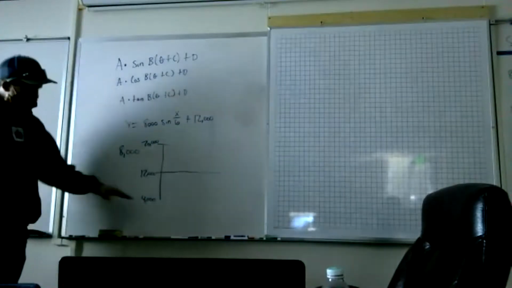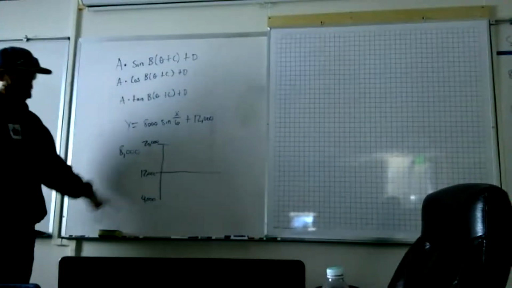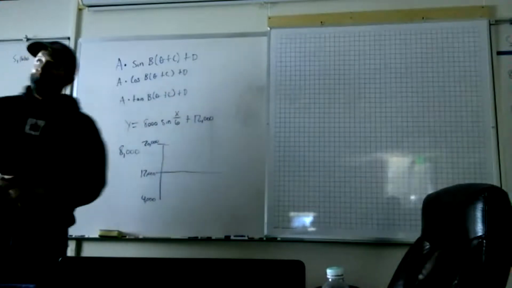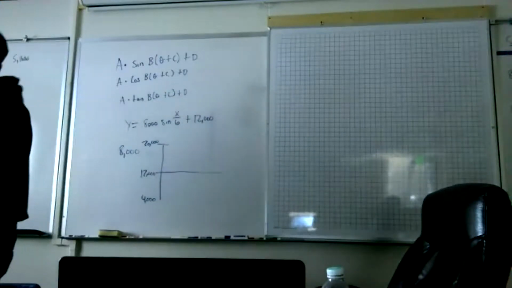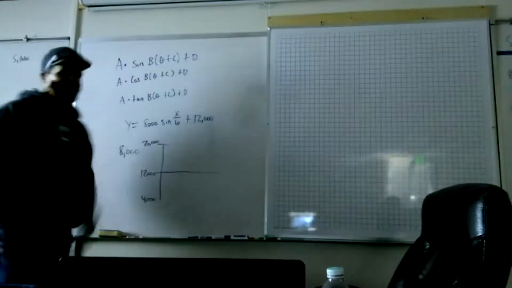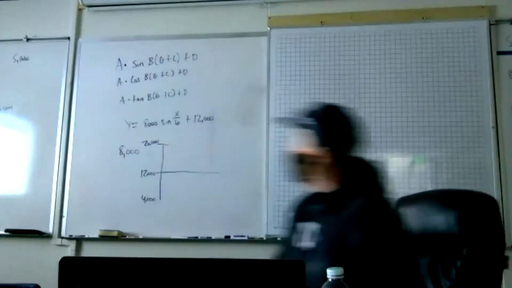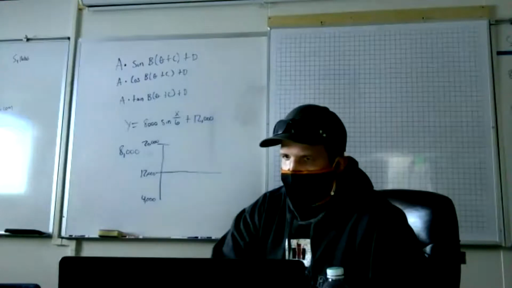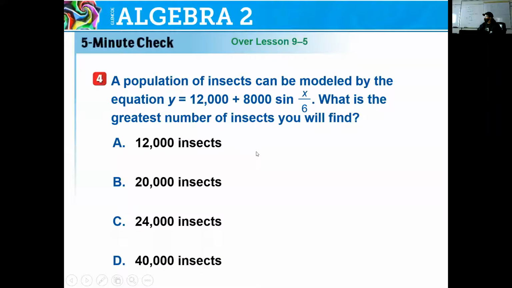So that's where the insect population fluctuates. A minimum of 4,000, a maximum of 20,000. So when they ask us what is the greatest number of insects I would find, I'm looking for my maximums. At any given point in time or over the period of this cycle, the greatest amount that I'm going to find is 20,000. Perfect.